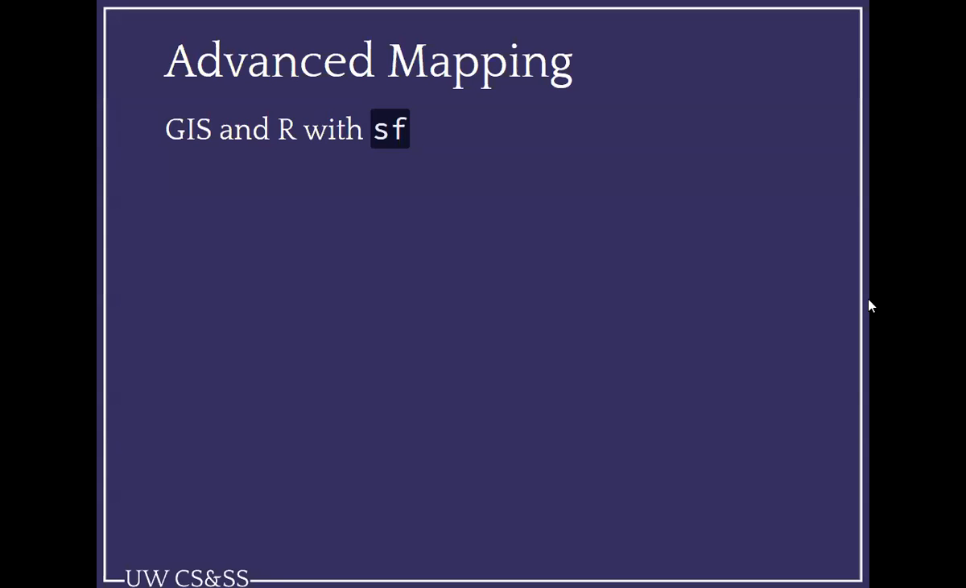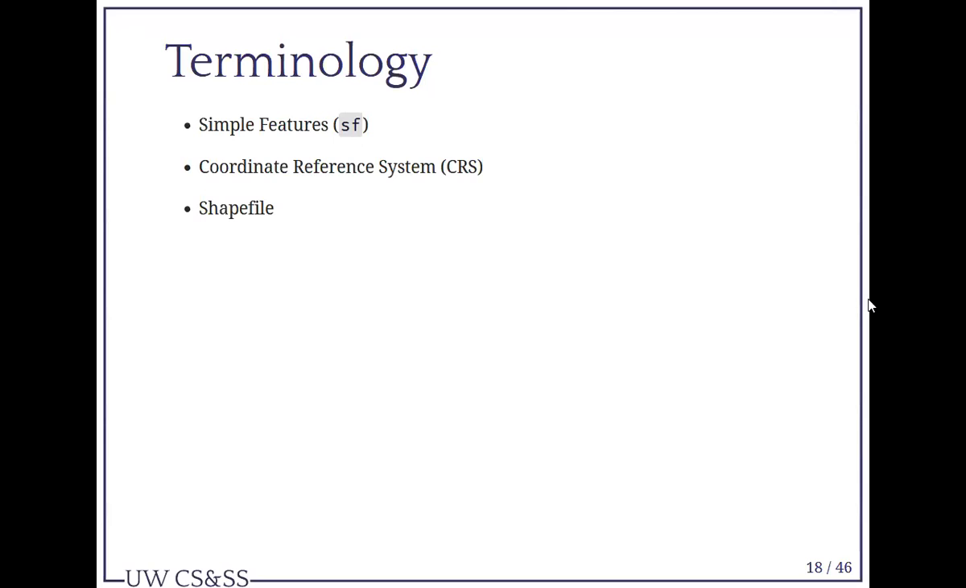Okay. That was it for basic mapping. That's basically the only kind of mapping that I do for my personal research. But advanced mapping is really cool, and I've only really had to do it for a couple of RA projects. So I'm going to share with you what I know about that. Some terminology that will be useful to us for the rest of the course are simple features, coordinate reference systems, and shapefiles.